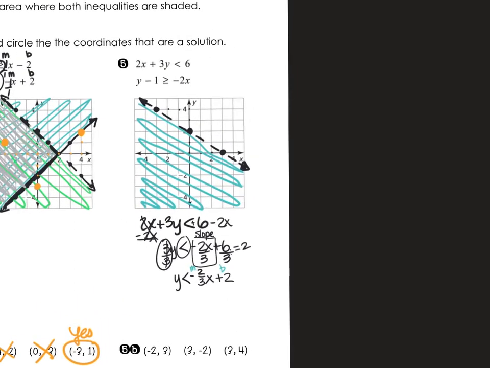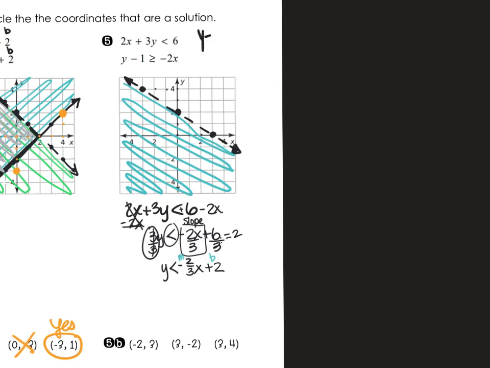Okay, I need to rewrite my other one. So y minus 1 greater than or equal to negative 2x. This one's a really quick rewrite. Y doesn't have a coefficient, so it's almost by itself. I just need to add 1 right here. So y is greater than or equal to negative 2x plus 1.